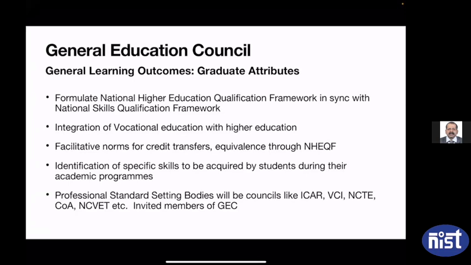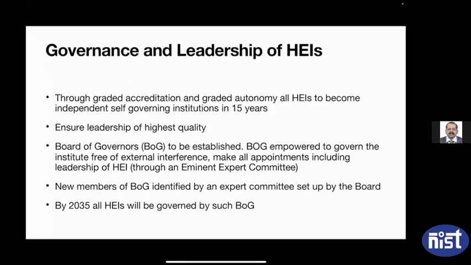And professional standard setting bodies will continue to be councils like ICAR for agriculture, VCI, NCTE, the National Council for Teacher Education, the Veterinary Council, COA, this is for architects, NCVET, and all these will be invited members of GEC. So still the professional standard bodies will set the standards, but they will be members of GEC.